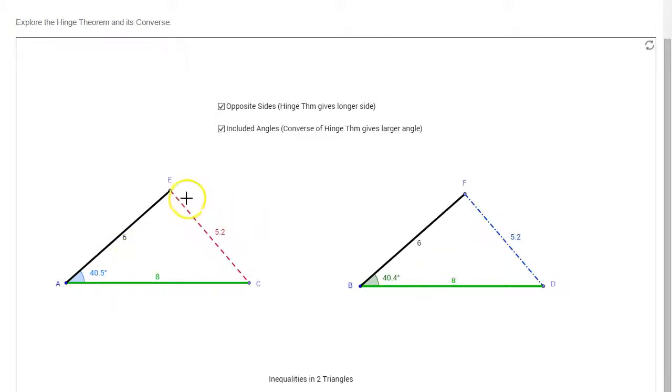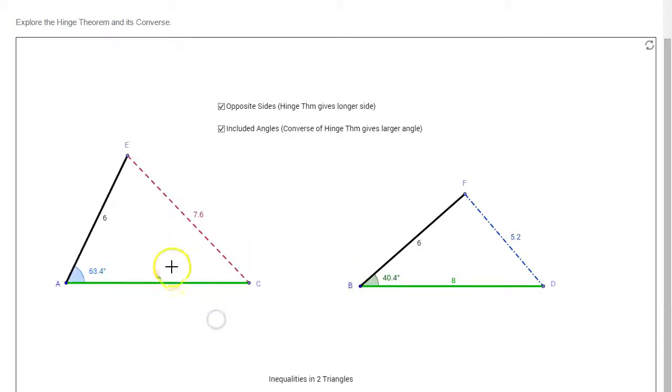Well, here's the deal. If I make the third side bigger for one triangle than the other, watch what happens to the angles. It gets bigger as well. So what ends up happening is I've opened up, which is why I call this the hinge theorem, I've opened up the door more. I kept the two sides the same, but by opening up the door, what that does is it makes this side bigger and this angle bigger. And that's how the converse works as well.